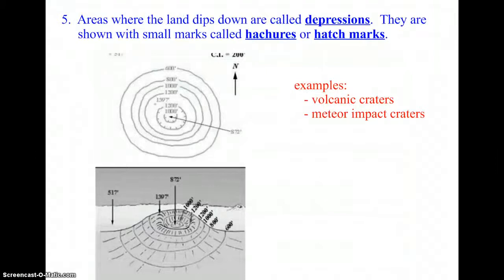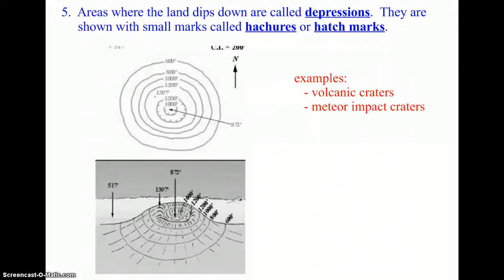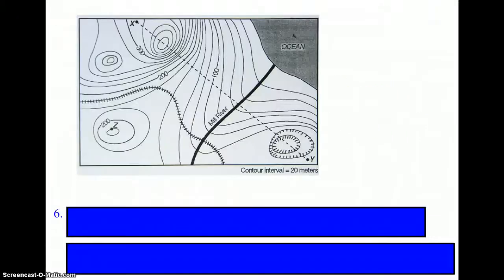All right, moving on. Rule number 5. Sometimes we don't have a hill. Sometimes the land dips down and forms a depression. So this is the top of a volcano, and there's a crater up here. That's a depression. On a contour map, we show depressions by using these little marks that are called hatchers or hatch marks. We'd find these where there's a volcanic crater, or maybe a meteor hit the earth and left a crater. So on your map, right over here, we have a depression. These little hatcher marks tell us that the land is going downwards.